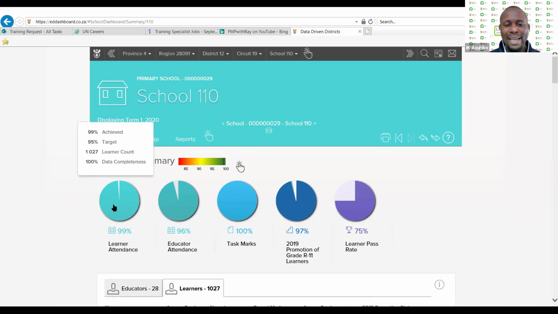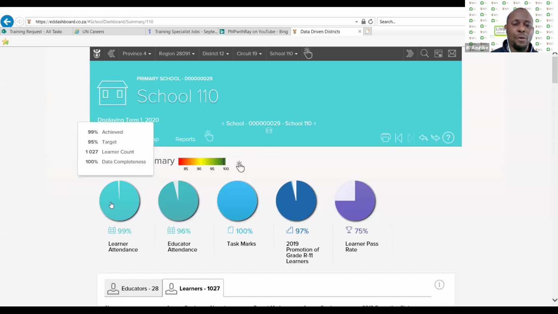However, supposing the target here is 94 or less than 94, it will be red, because the target was not met. Now, the next one is the learner count. The learner count just speaks of how many learners you have in your school. Make sure that the number of learners in the physical register aligns with the numbers that we have on the learner count.